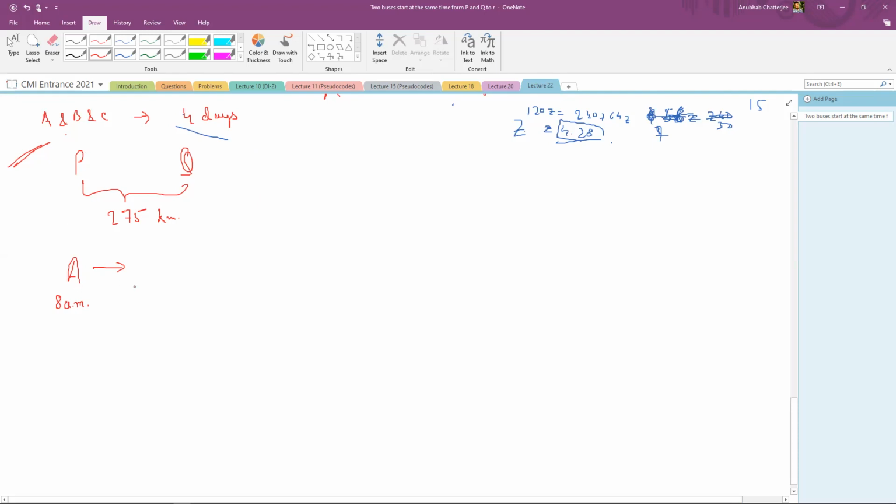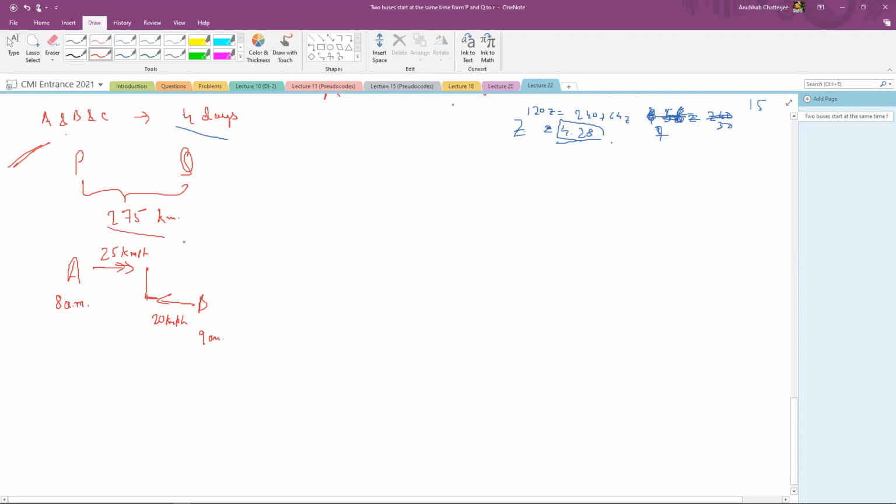So A starts from P towards Q at 8 a.m., going at a speed of 25 kmph. While B starts from Q at 9 a.m. at a speed of 20 kmph. At what time do they cross each other? So they cross somewhere, right?